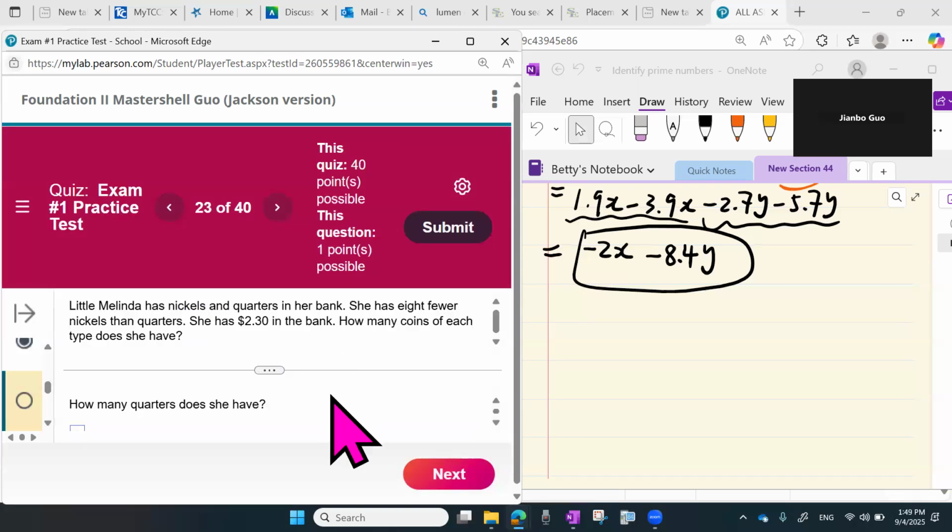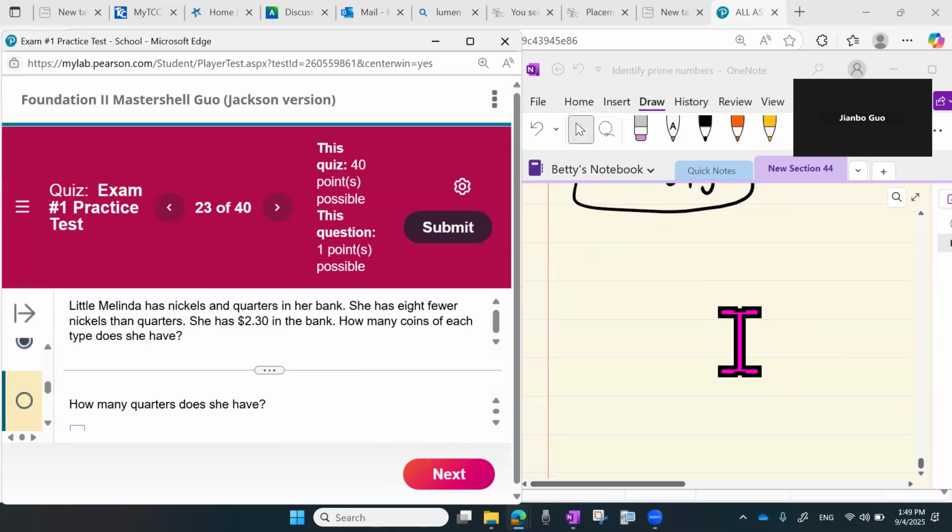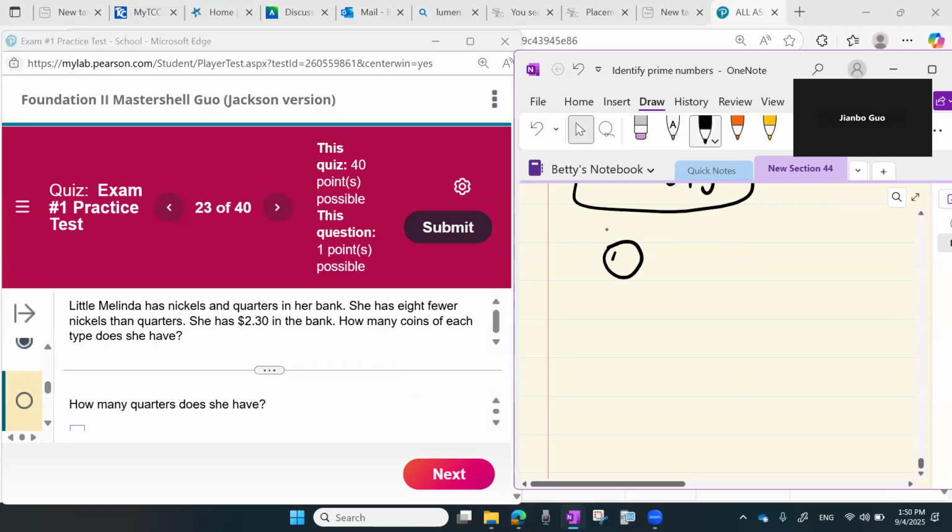Question number 23 is a word problem. It's about little Melinda, who has nickels and quarters in her bank. She has 8 fewer nickels than quarters. We covered this problem in class, though the numbers were different, and the way to solve it is the same. Nickels are 5 cents, quarters are 25 cents, and she has a total of $2.30.